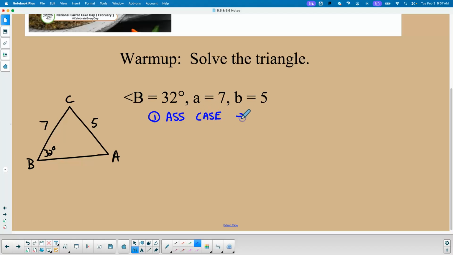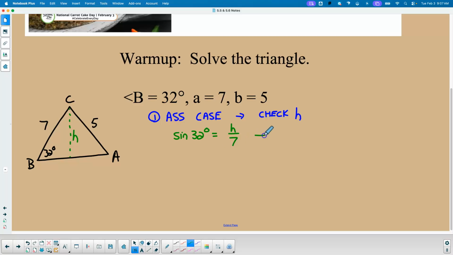So we need to check the height. So I'm going to drop a height in here. We'll call that H. So then the sine of 32 degrees is equal to H over 7.